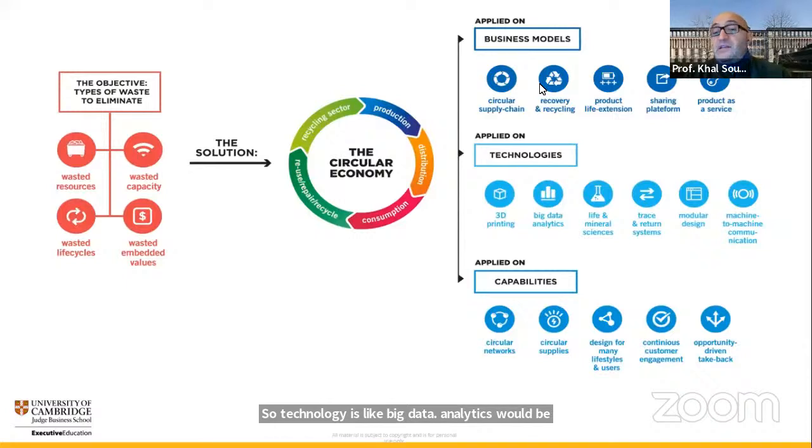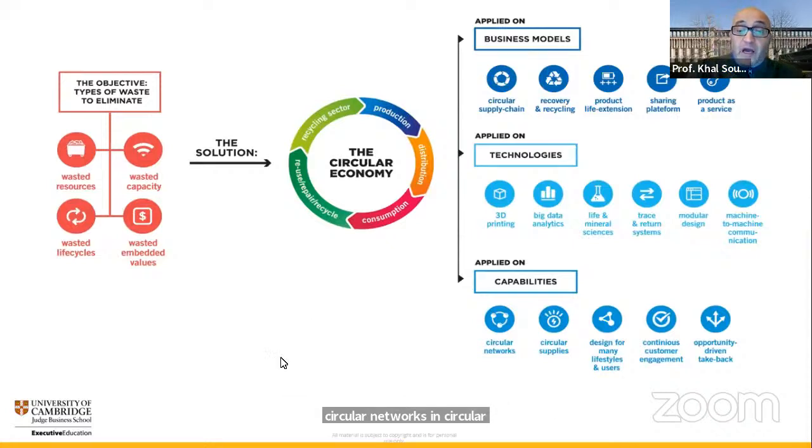Life and mineral sciences, trace and return, modular design, machine-to-machine communication. A key technology to enable the different business models is machine-to-machine communication, which will be applied on the capabilities. These capabilities will help us in circular networks, in circular supplies, design for many lifecycle users, continuous customer engagement, opportunity driven. All of these things become capabilities that companies need to think about.